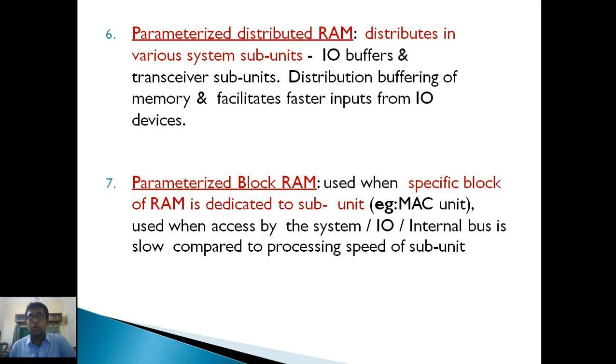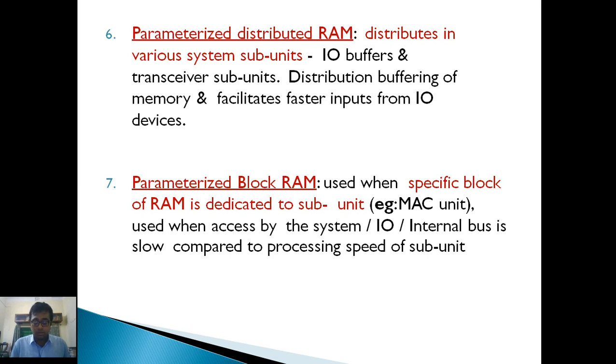In case of parameterized block RAM, there is a specific block of RAM that is dedicated to a subunit, used when access by the system input-output internal bus is slow compared to the processing speed. If the speed of the processor is very high, but it is not in sync with any of the subunits of the embedded system, we use a specific block of RAM dedicated to the subunit to access the data faster.